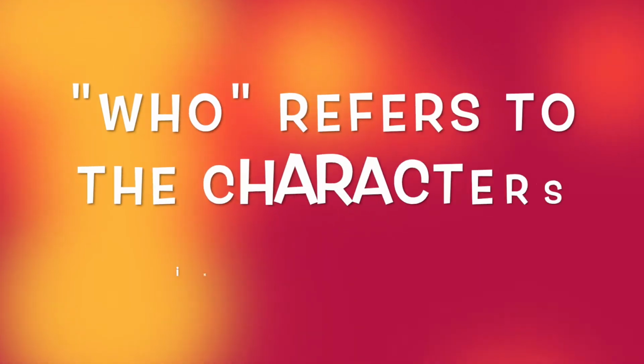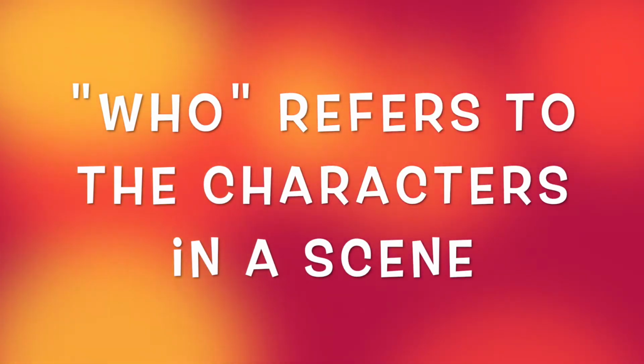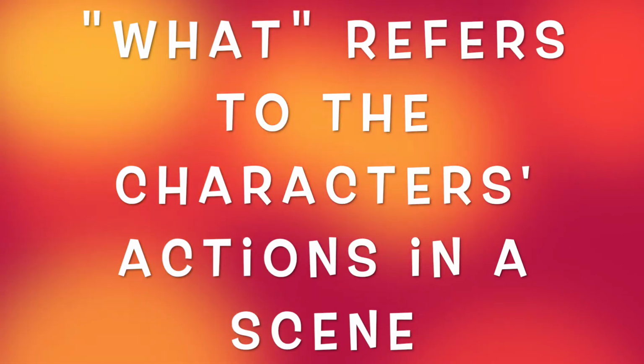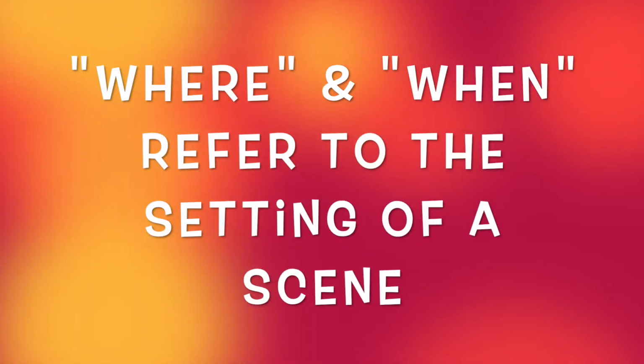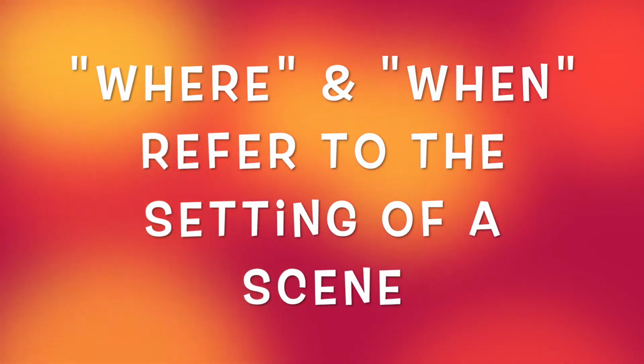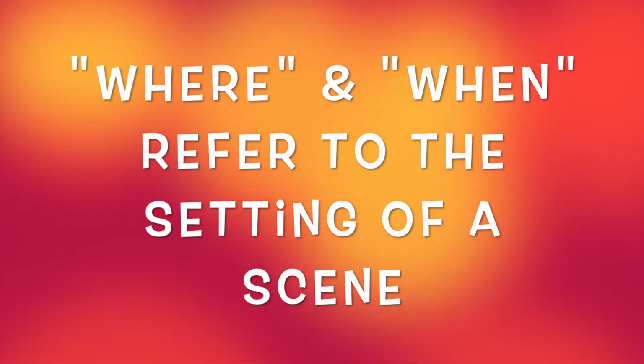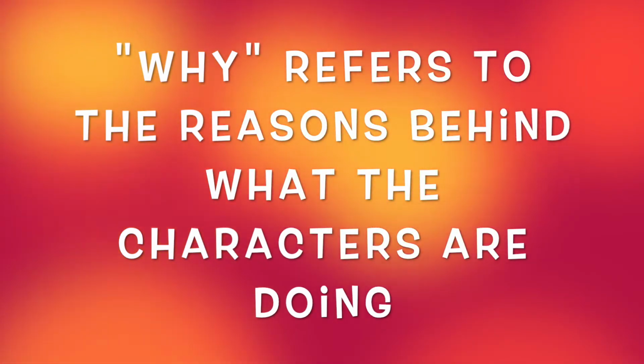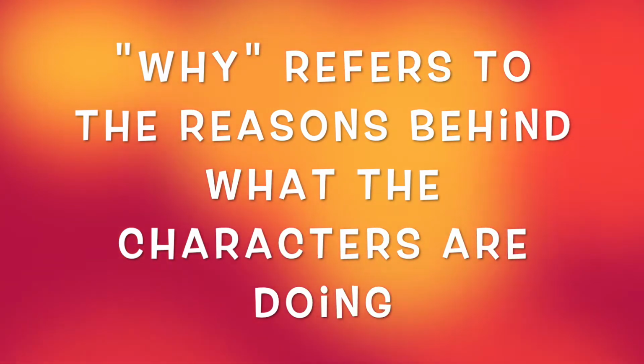Today, we'll be focusing on the 5 W's in creative drama. The 5 W's are: Who? This refers to the characters in a scene. What? This refers to the characters' actions in a scene. Where and when? This refers to the setting of a scene, that is, the place and the time. Why? This refers to the reasons behind what the characters are doing, their motivation and their objectives.